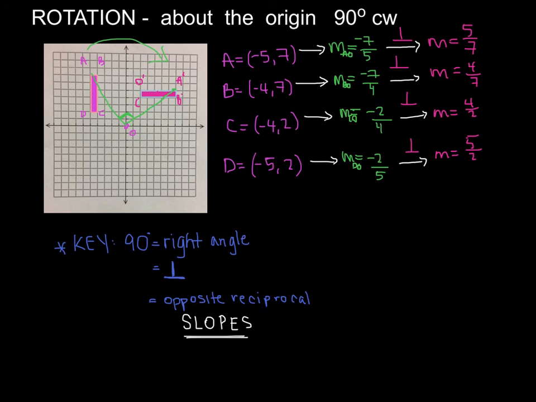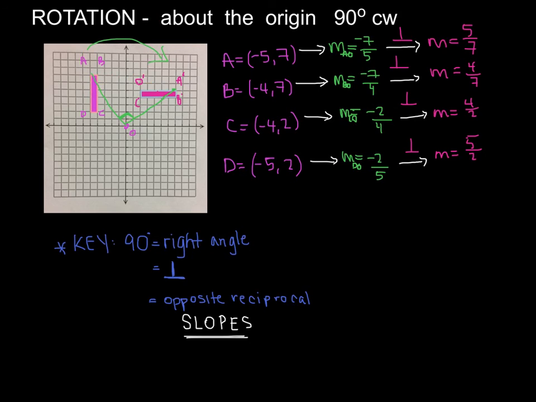Okay, plotting the rest of our points, we can see the right angle from A to A prime. We can see the right angle from B to B prime, from C to C prime, and from D to D prime. So what have we done? We've rotated it 90 degrees clockwise about the origin. So it rotated to the right, it traveled 90 degrees, and we see that it changed from being a vertical rectangle to a horizontal rectangle.